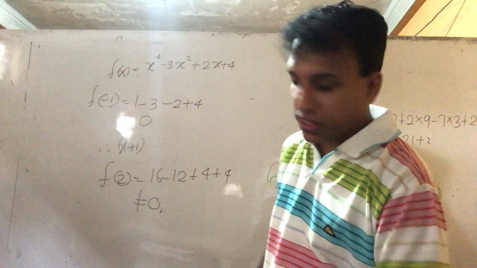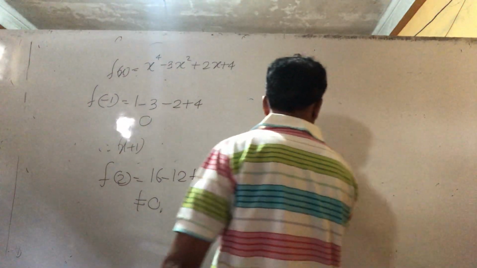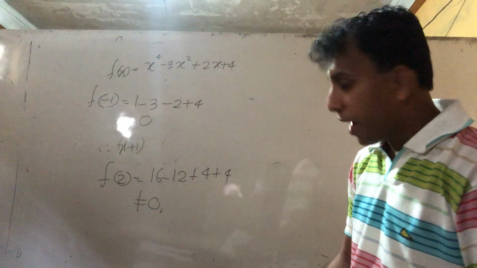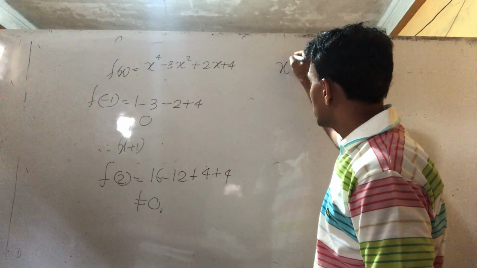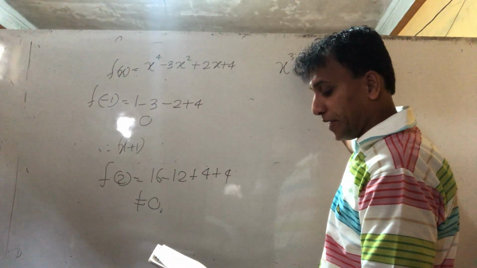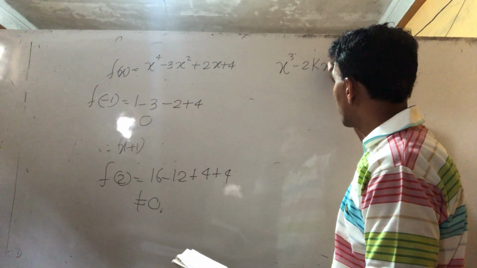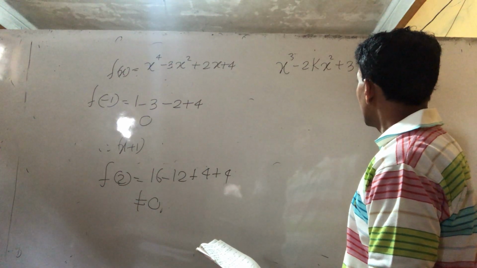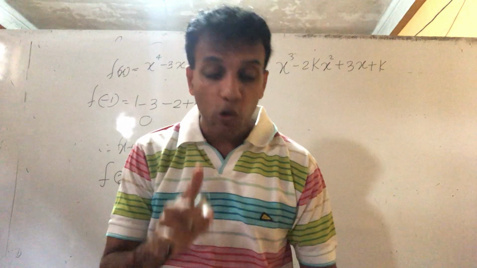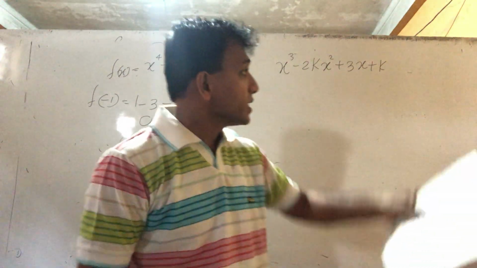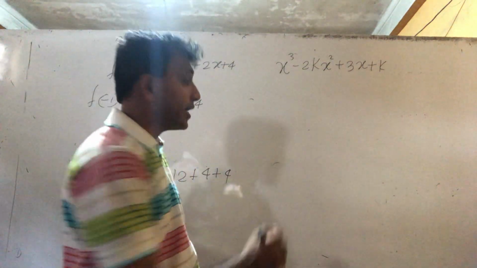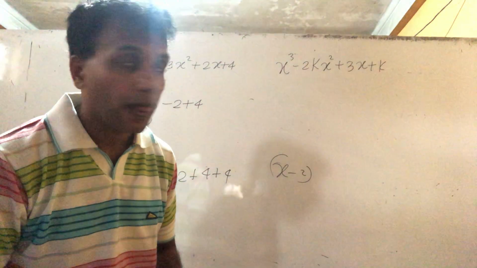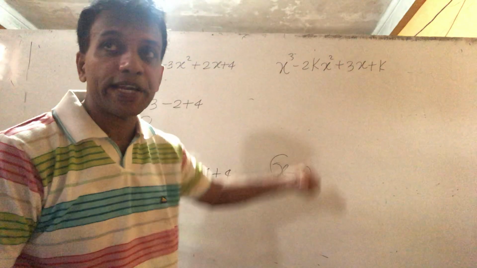See question number 14. Problem 14. For what value of k? x cubed minus 2kx squared plus 3x plus k. There's a polynomial given. For what value of k can this be divisible by x minus 2?